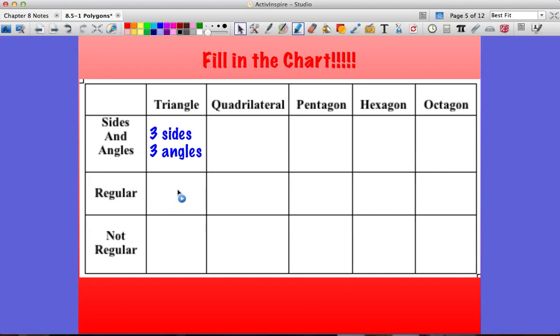A regular triangle will look like this. The only triangle that's a regular triangle is what we call an equilateral triangle, which you'll remember from the lesson before is a triangle with all equal sides. A not regular triangle would be an isosceles triangle or even a scalene triangle.